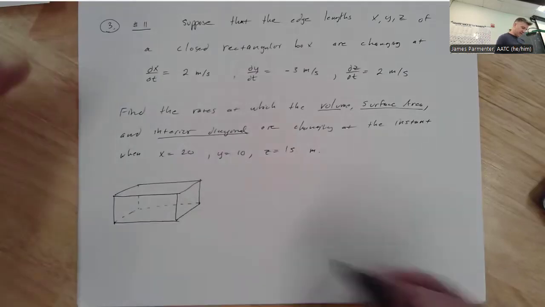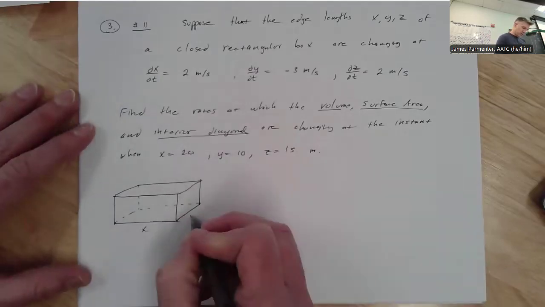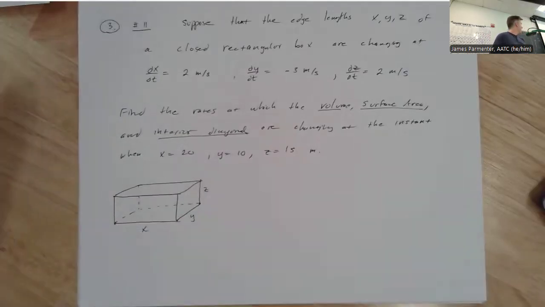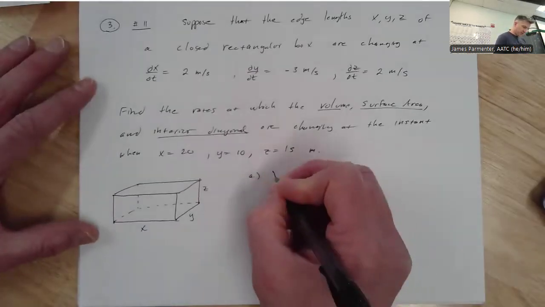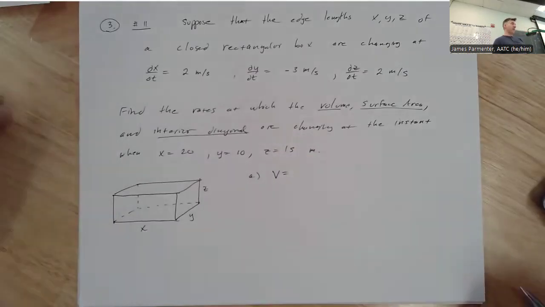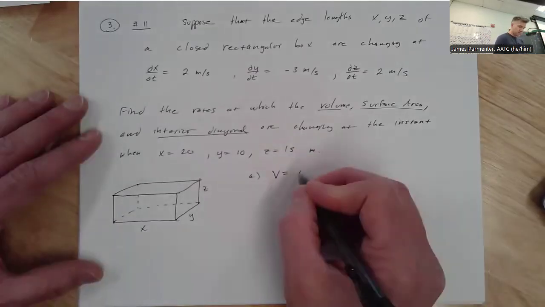All right, let's label these sides in the usual way, x, y, and z. And then we're going to start with volume. So for volume, well, the volume equation of a box is x times y times z.